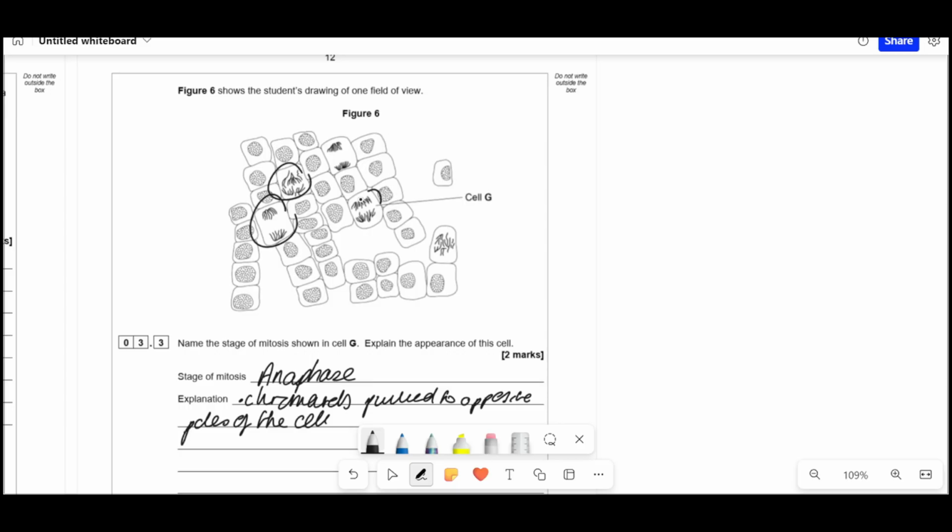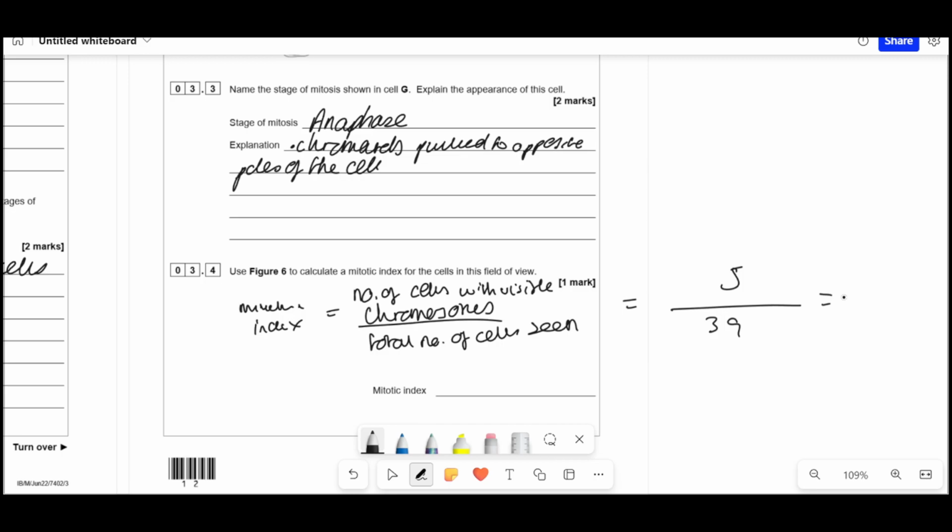So 1, 2, 3, 4, 5. So that gives you 0.128, which is roughly 0.1 or 0.13, you could say.